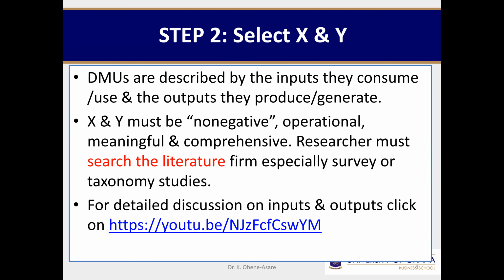So guys, listen carefully. In your next move, you all know the industry you're working in. Now, your next thing to do is to identify the inputs and outputs being used in that industry. Now, how do you do that? The DMUs are described by the inputs they consume and the outputs they produce.